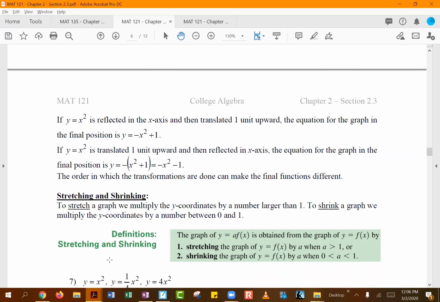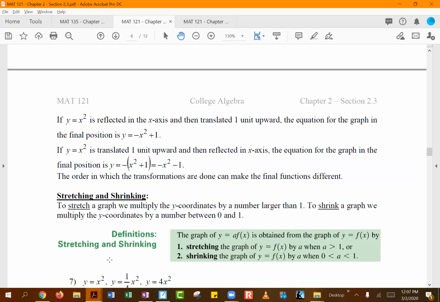Now they're saying if we change that order and we actually move our graph 1 unit up first and then do a reflection, your graph is actually going to be like this, where you have x squared plus 1 in the parentheses. And since we did the reflection last, you're going to get negative on the outside. If I distribute that negative sign, it ends up becoming negative x squared minus 1.